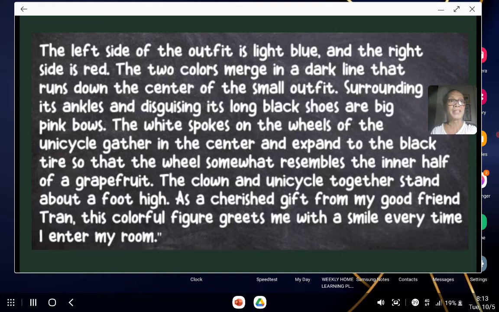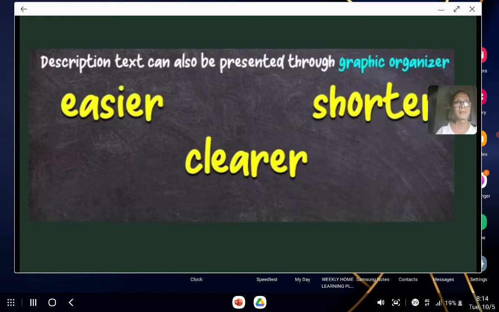The left side of the outfit is light blue, and the right side is red. The two colors merge in a dark line that runs down the center of the small outfit. Surrounding its ankles and disguising its long black shoes are big pink bows. The white spokes on the wheels of the unicycle gather in the center and expand to the black tire so that the wheel somewhat resembles the inner half of a grapefruit. The clown and unicycle together stand about a foot high. As a cherished gift from my good friend Tran, this colorful figure greets me with a smile every time I enter my room. So the description text can also be presented through a graphic organizer.